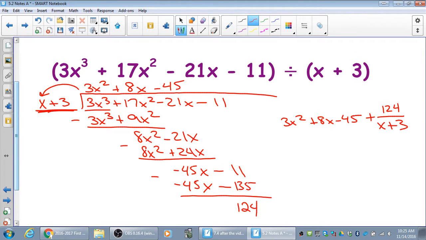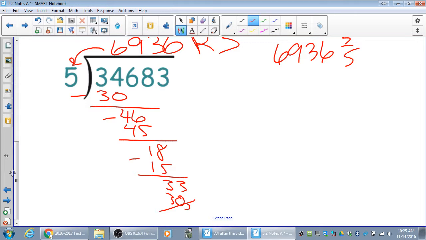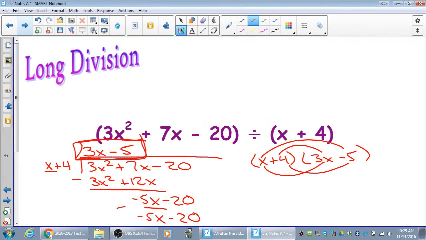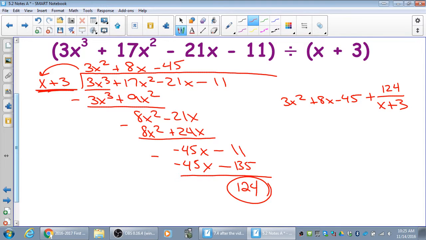It's like the mixed number part. Go ahead and write that down. I'll show you why we write that. It's exactly the same as your long division with numbers, so I'm going to go quickly. I'm going to go back to the numbers. Look how when we do long division, it's 6,936 and 3 plus 3/5, plus 3 over 5. So now with this one, it's the exact same thing. If you get 124, it's 124 over x plus 3. That's the fractional part. That's where you get your mixed number from.